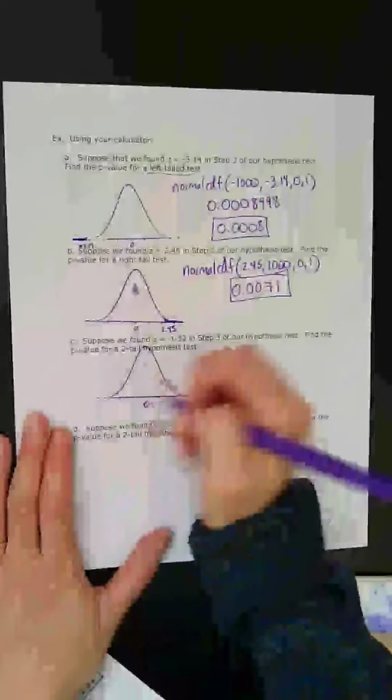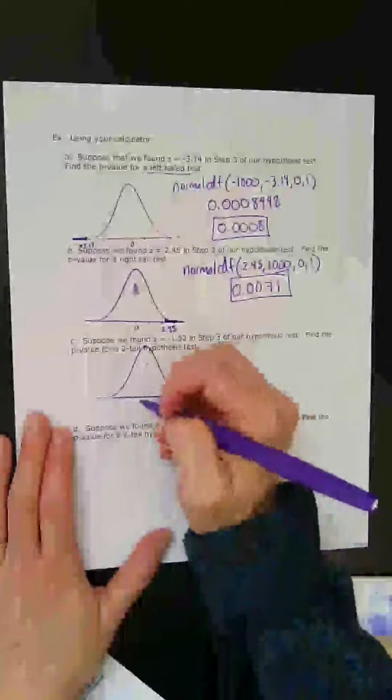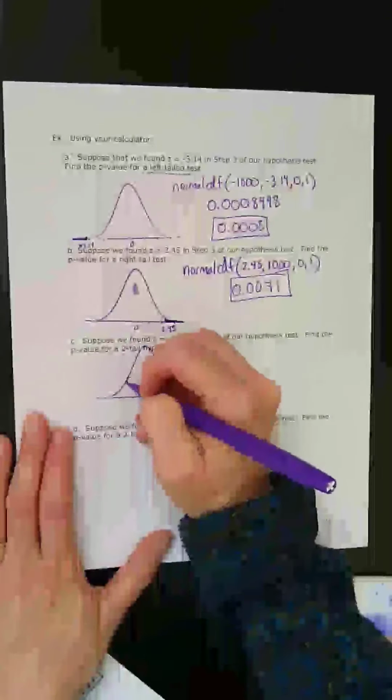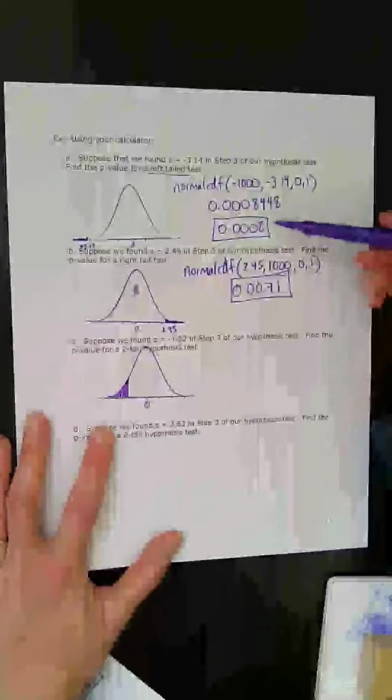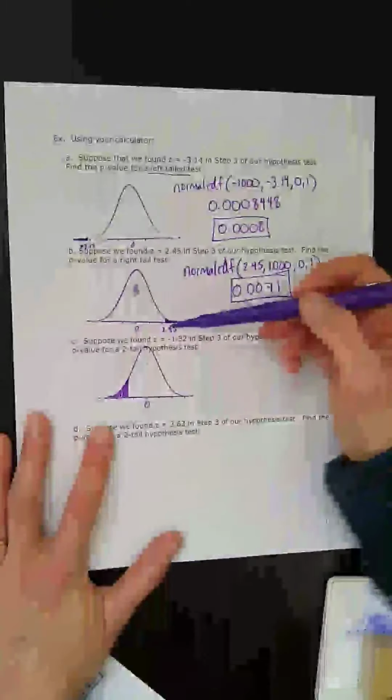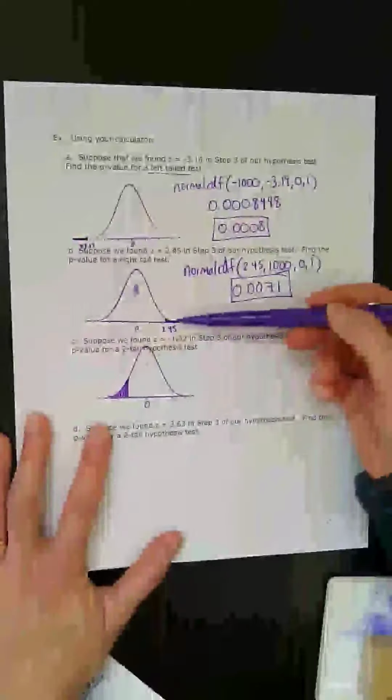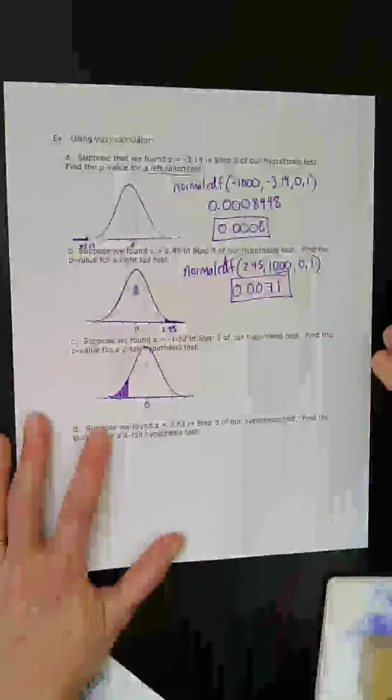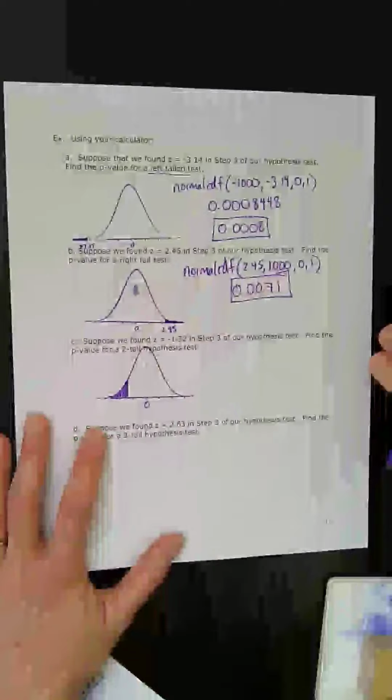Okay, suppose we found z equals negative 1.32. There's my 0. There's negative 1, negative 2. So 1.3 is maybe somewhere around there. So my tail is a little bigger, right? So my answer should be bigger because remember, these answers are the area in the tail. So this answer should be significantly bigger than these previous 2 answers. What else is different about this one? They say find the p-value for a 2-tail hypothesis test.